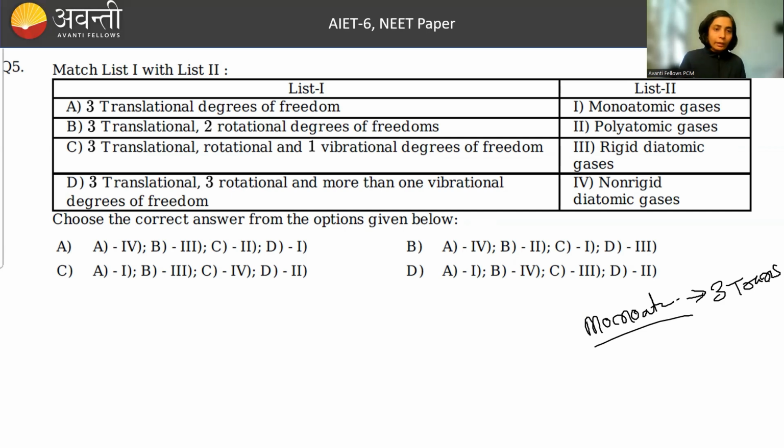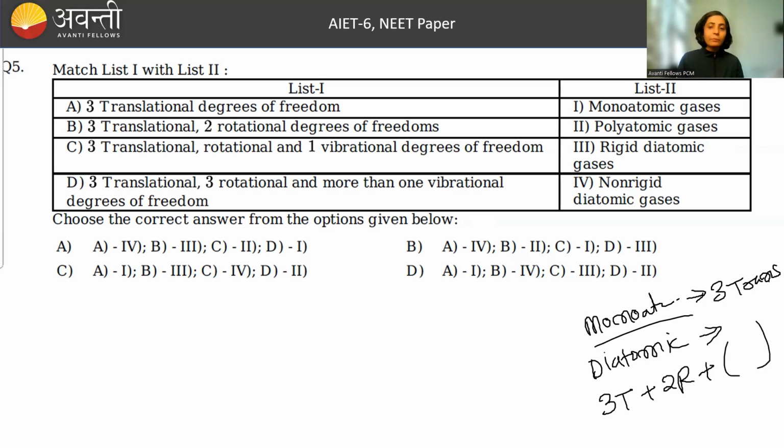Now, if this is diatomic, in the case of diatomic we have studied that there are 3 translational degrees of freedom, 2 rotational degrees of freedom, plus some vibrational degrees of freedom it can have depending on whether its temperature is high or low. If the temperature is low, there is no vibrational mode. If temperature is taken into account, then the vibrational mode will come. Otherwise, we just say diatomic has 5 degrees of freedom, 3 translation, 2 rotation.